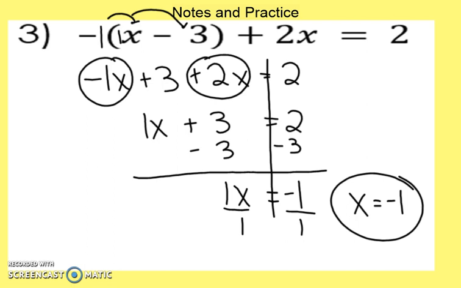Because that 1 in front of the x, we don't need it. That's just a visual reminder that it's there. And again, if you plug it back into the equation, it will work. You should get positive 2 on both sides.